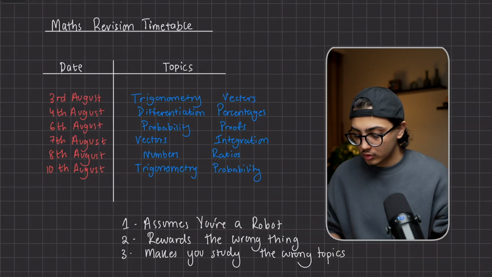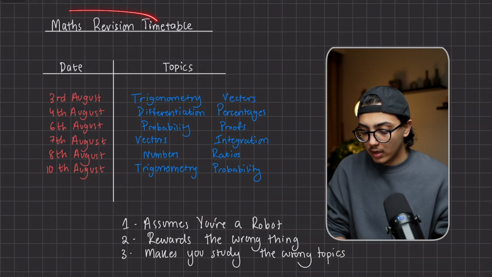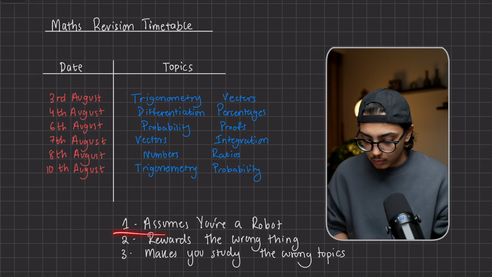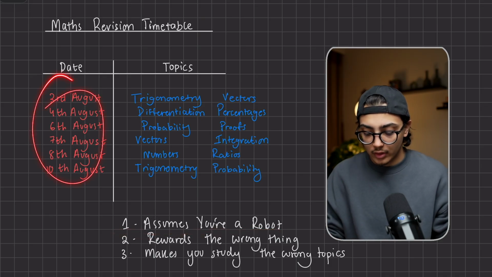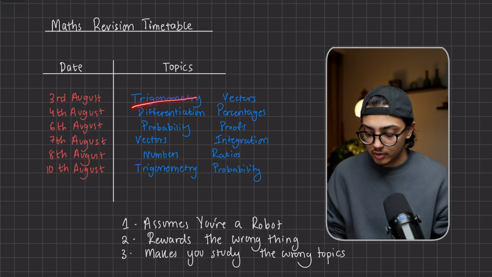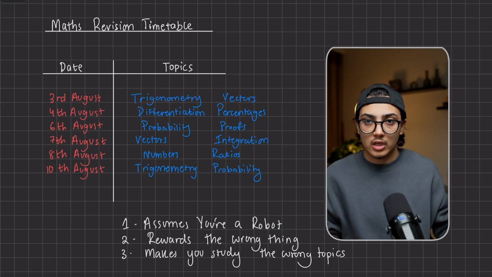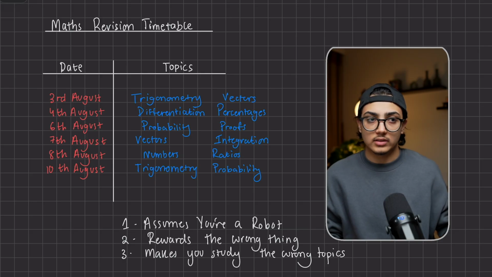Okay, so as you can see on your screen right now, I've written the 3 major problems that I have with this timetable. And number 1 is that it assumes that you're a robot. Basically, you have a fixed date for everything. You have 3rd August, you're going to be studying trigonometry and vectors. But what if you're not able to study that on the 3rd of August? What if something happens? What if you have to go out with your friends? What if you have to attend a family matter?